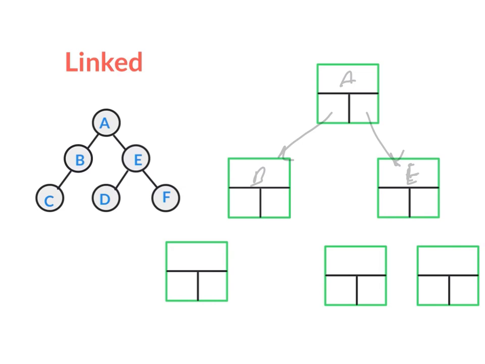And then B has C as a child, and C has no children. B has no right child. E's left child is D, and its right child is F, and neither of those have children.